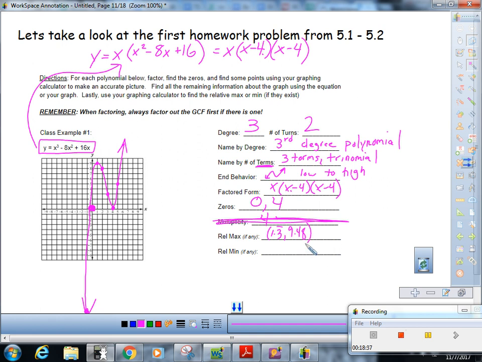Okay. What is the relative min? Well, the relative min I can actually pull right off of my graph. Oh, it's (4, 0), Kennedy. Be careful.